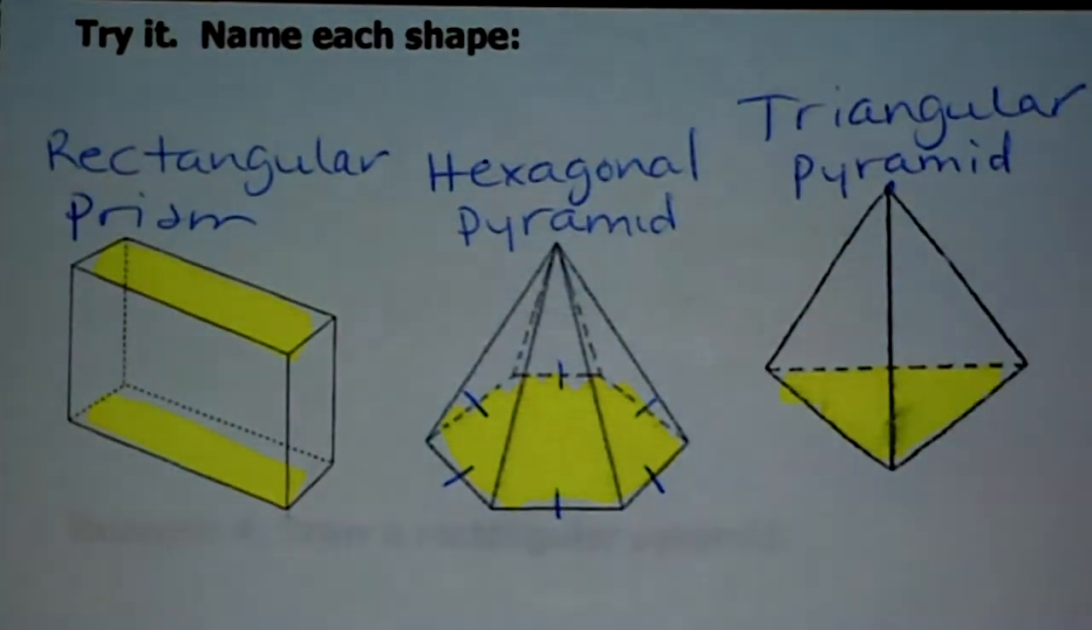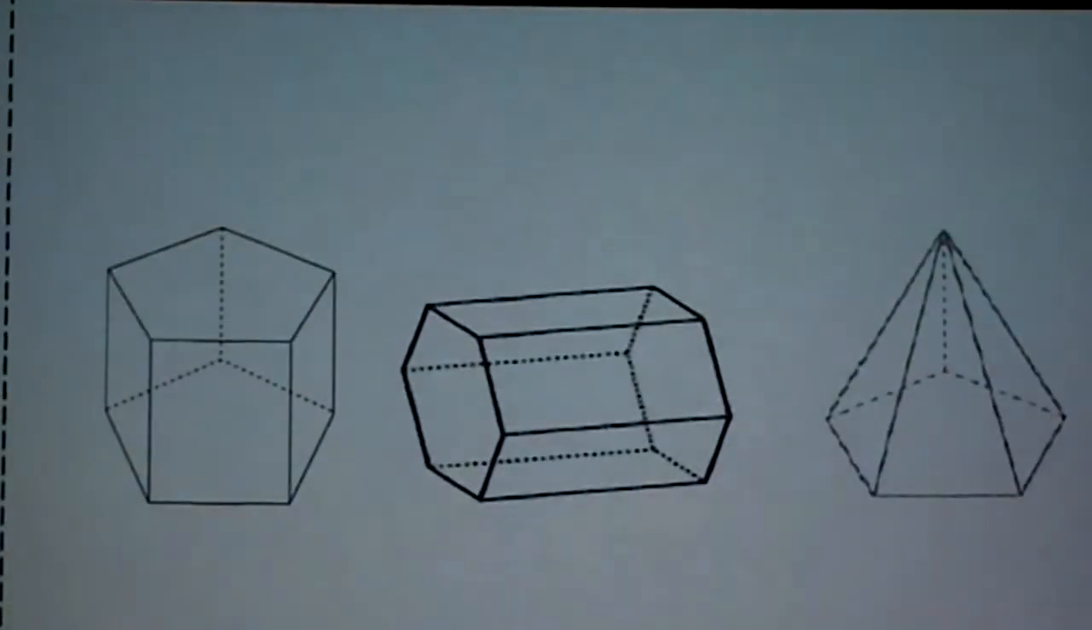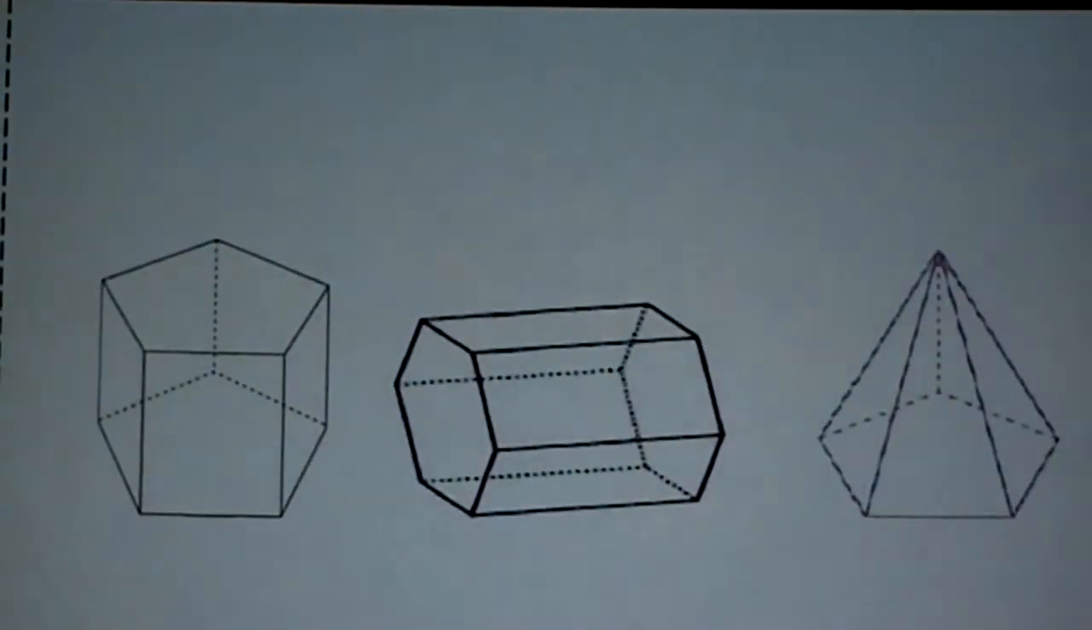So this is what I mean by the shape of the base helps you to name it. So step 1, is it a prism or a pyramid? Step 2, look at the base. Name that base. Sounds like a math game show just waiting to happen.